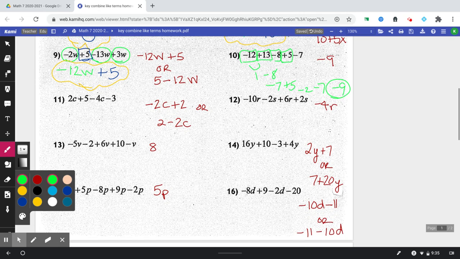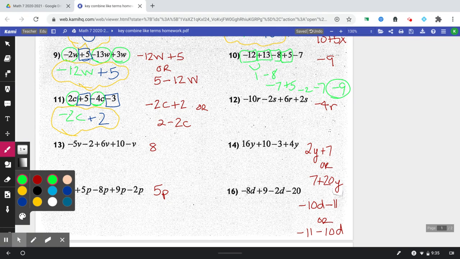Okay. Number 11, you can combine the c's. So 2c and negative 4c, you'll get negative 2c. 5 and negative 3 will give you positive 2. And there's your final answer.